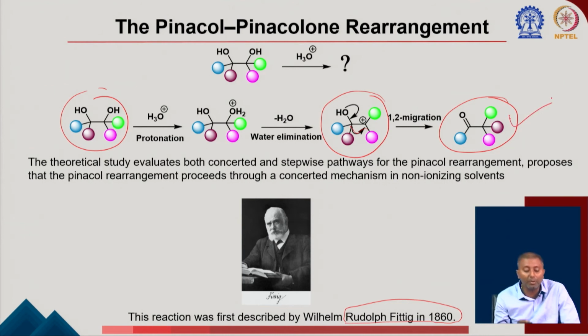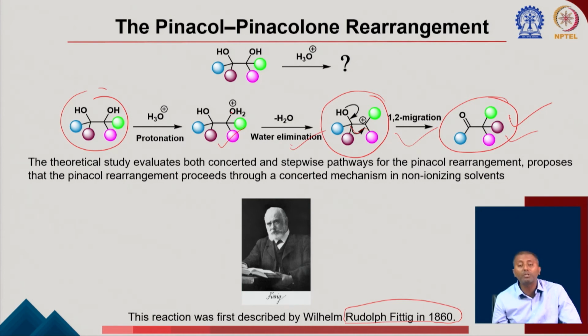You started from a vicinal diol and you end up with the formation of a ketone. There are a couple of important things about pinacolone, because in a lot of textbooks or in the literature, people have sometimes written the reaction in a stepwise fashion. That means first there is protonation, water elimination, then 1,2 migration, then product. Somewhere you might find that people are writing this in a concerted mechanism, meaning formation of the carbocation, the 1,2 migration, and water elimination are happening at the same time.